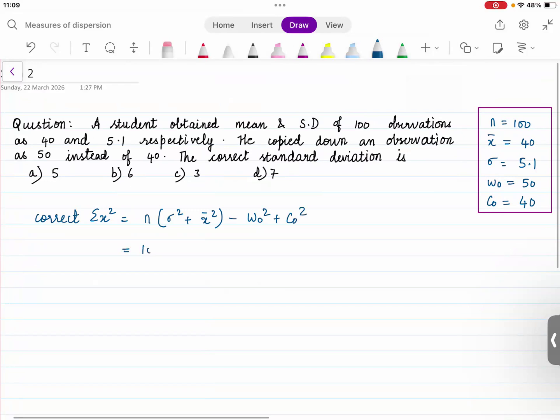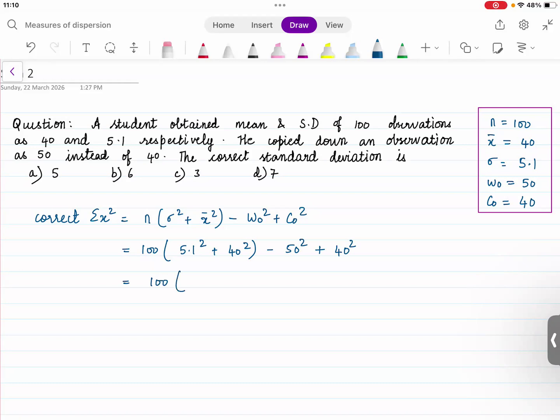So what is n? 100. What is the sigma value? It's 5.1. So 5.1 the whole square. What is x bar square? 40 square. So mean is given as 40. Mean square will be 40 square. What was the wrong observation? 50. So we have to subtract its square and add the correct observation square. Correct observation is 40. So we have to add 40 square.